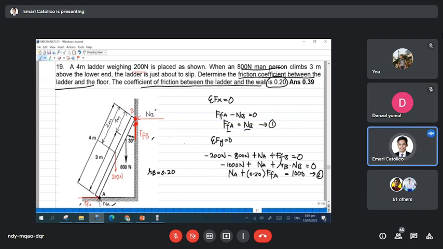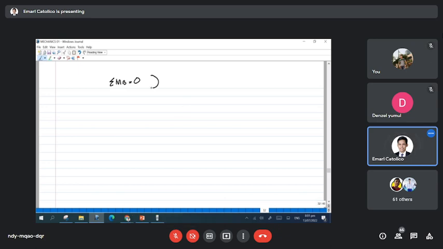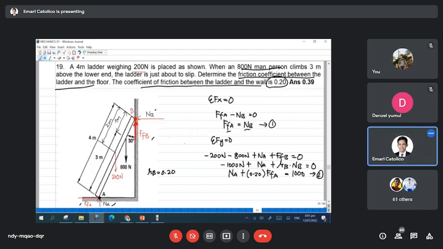Okay. Then, for the last equation, mag-summation of moment tayo. So, since ang hinahanap dito is UA, sa A component, maganda mag-summation at P. No? Summation of moment at P. Okay? So, summation of moment at P is equals to 0, where clockwise rotation is equals to positive. Okay. So, kunin muna natin yung distance from here sa top ng ladder hanggang dun sa ground. No?